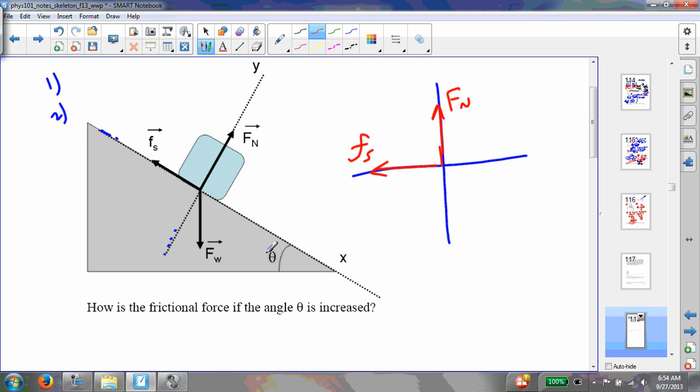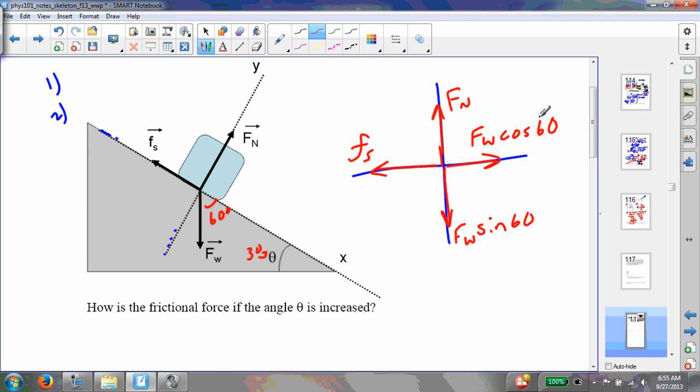And let's say that this angle is equal to 30 degrees, so that'll make this angle equal to 60 degrees. And so I can resolve my force weight into its components. So there's Fw sine of 60. That's the y component of the weight. And here's Fw cosine 60. That is the x component.